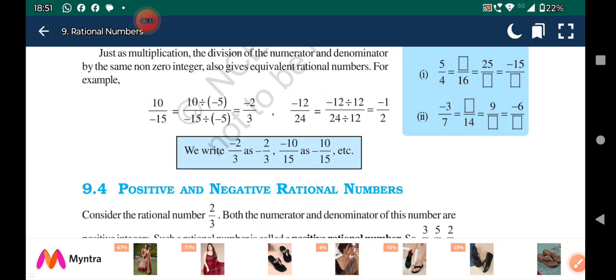We write minus 2 by 3 as 2 by minus 3, and similarly minus 10 by 15 and so on.